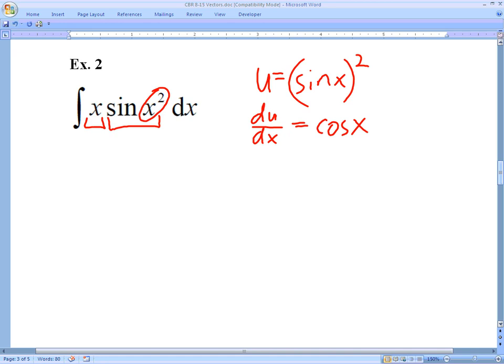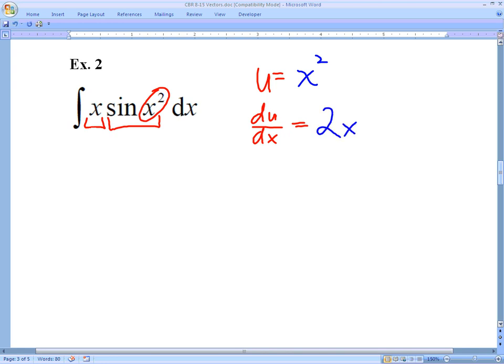And I knew my parts were wrong because as soon as I got here, cosine x was nothing like what was left over. So we had some issues going on. If it's not working out, it's a good telltale sign that something went a little bit wrong. So my u shouldn't be sine. My u should be what we're taking the sine of, and we are taking the sine of x squared. Then the derivative of that becomes 2x.